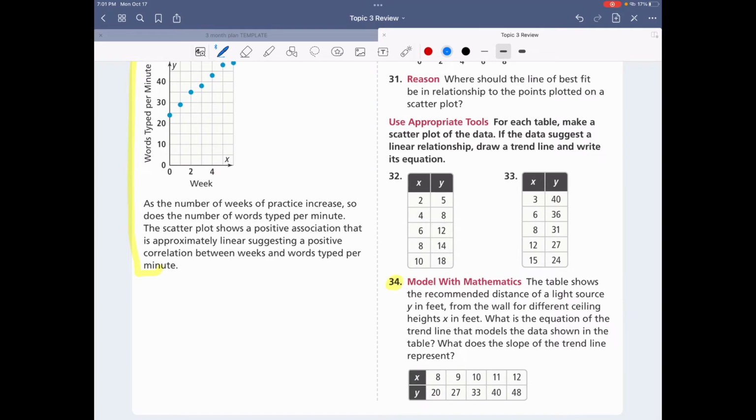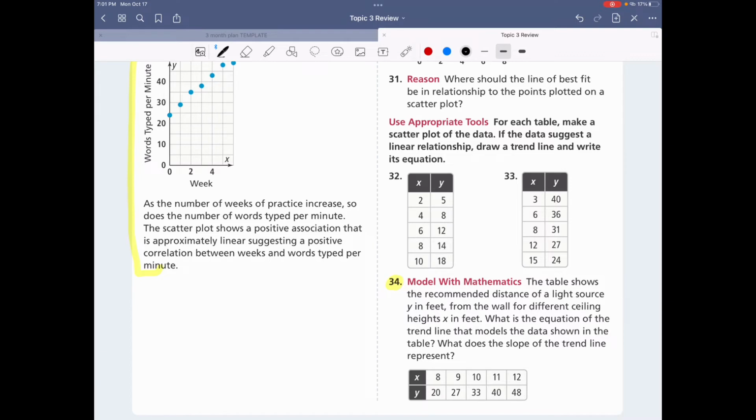Okay, so for problem 34, you could use the calculator for this one, but technically when we learned this section, we didn't quite have the calculator yet. So we're modeling with mathematics. The table shows the recommended distance of a light source, y, in feet from the wall for different ceiling heights, x, in feet. What is the equation of the trend line that models the data shown in the table? What does the slope of the trend line represent?